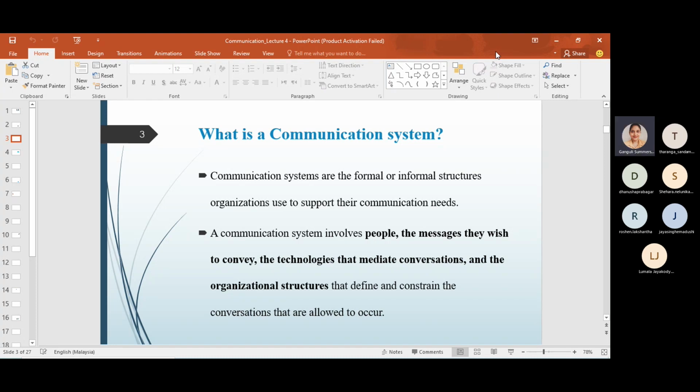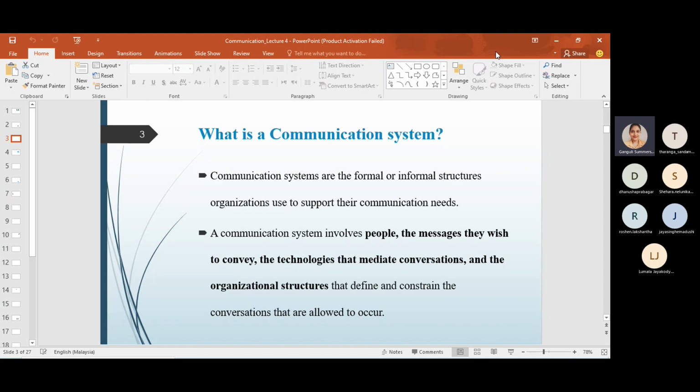In this module, we are particularly talking about the health and social care sector, so we will be learning about communication systems in the health and social care sector in today's lesson. Communication systems are structures or systems in organizations to support their communication requirements. These communication systems can be formal or informal as well.